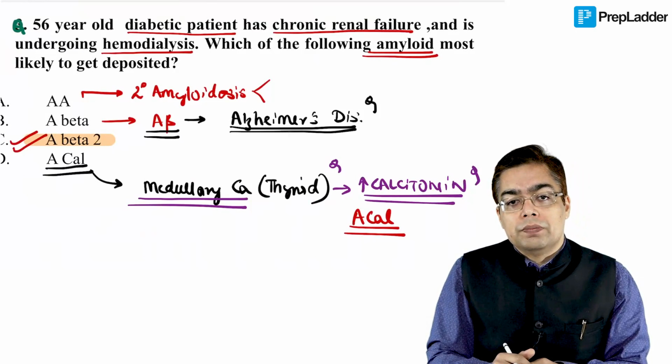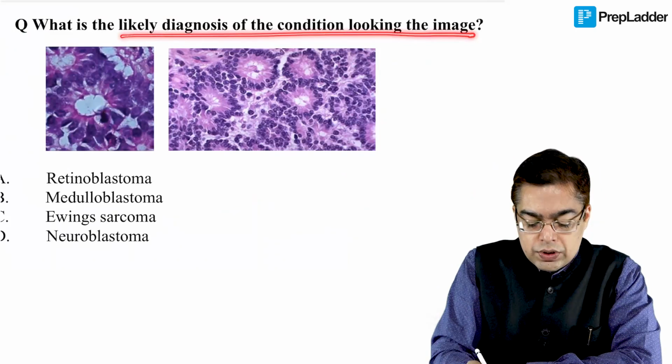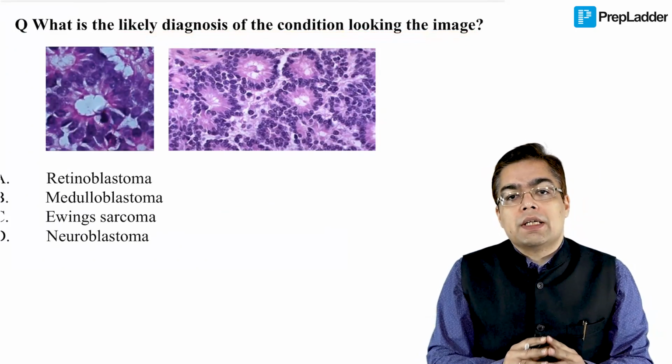For the answer of this question, I just repeat, it is going to be option C, that is going to be A beta 2. Looking at the next question, the question talked about what is the likely diagnosis of the condition looking at the image. Now, this was an example of perhaps the only tweaked question which I found in the current examination, friends.